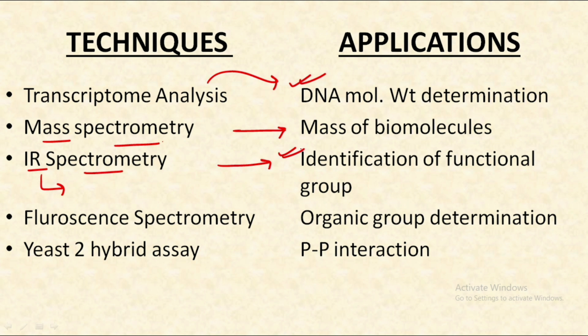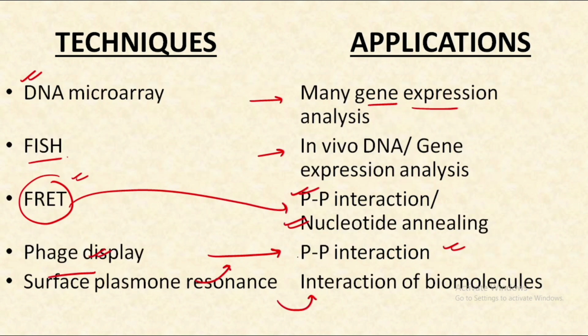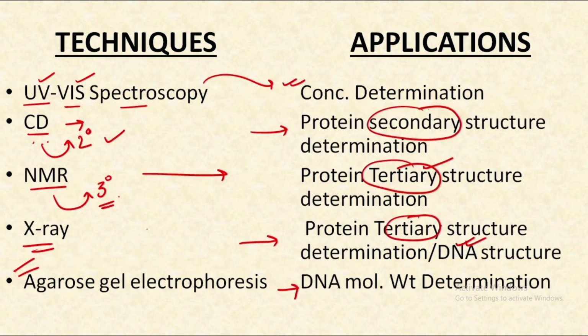That is, it is mainly used for identifying which functional group is present in a particular biomolecule that we are given for the analysis. Then we have fluorescence spectrometry, which is used for the organic group determination. Talking about the yeast two hybrid assay, it is mainly used for the protein-protein interaction along with the FRET and the phage display, which are also used for the protein-protein interactions.